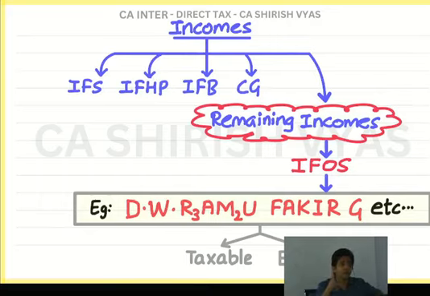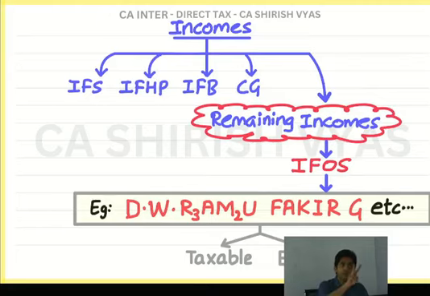It's like in a partnership firm also. Partners get salary, but their salary is also not income from salary, because partners are not employees. Partners are the owners. Why do you call them partner? Part owner, part owner, partner. Partner is a part owner.